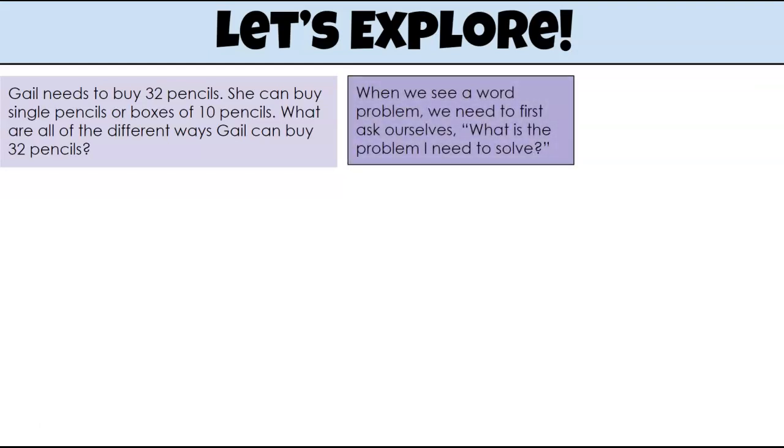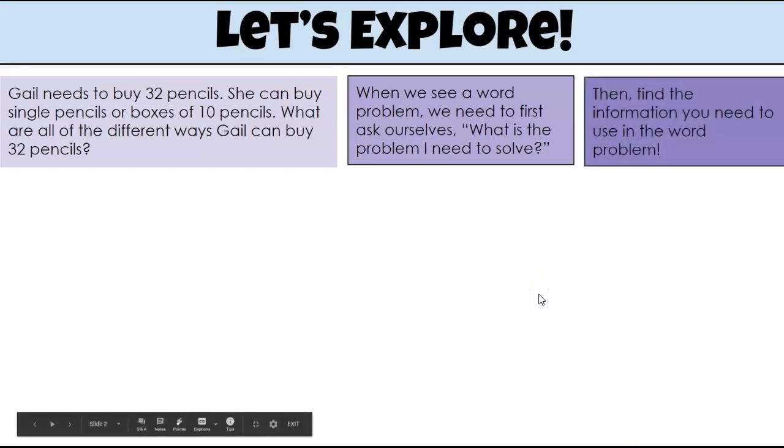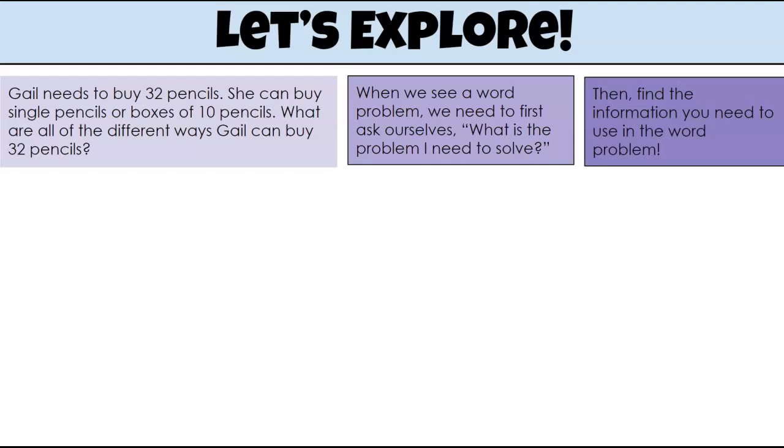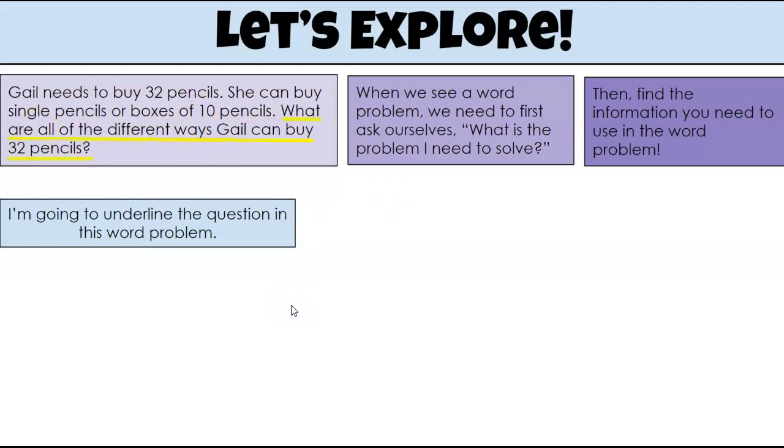When we see a word problem, we need to first ask ourselves, what is the problem that I need to solve? Then we need to find the information in the word problem. So I'm going to underline the question in the word problem, and I want you to do that as well. If you're looking right up at the top of page 49, you will see this little story problem. The question is, and you can tell because there's a question mark right there, what are all of the different ways Gail can buy 32 pencils?